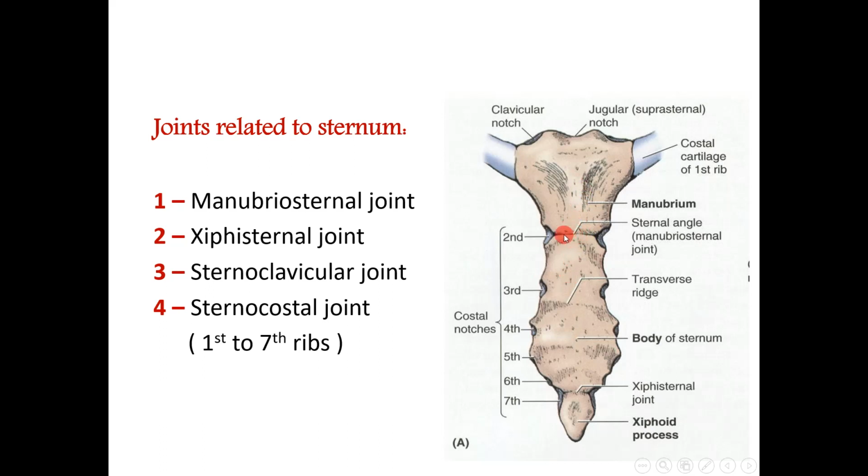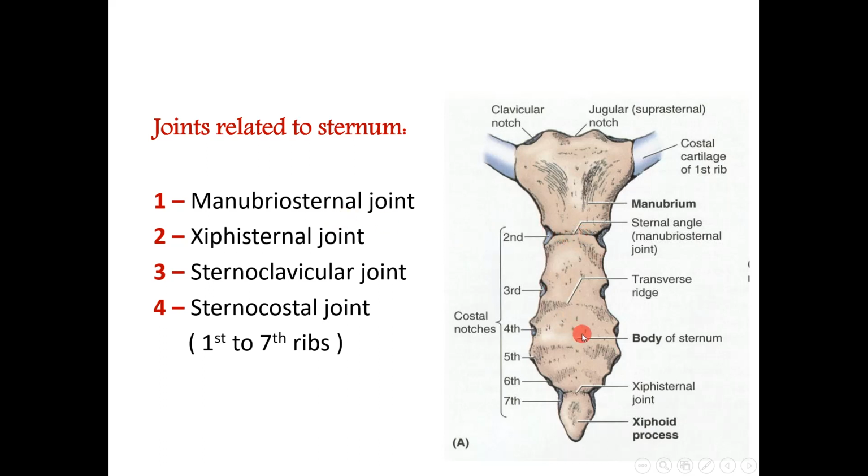Actually, this is an important landmark for many structures within the thoracic cavity at this level. For example, the trachea, القصبة الهوائية, when it enters the thoracic cavity, bifurcates into the right and left main bronchus at this level. Also, the arch of the aorta is at this level, and other structures are related to this angle of Lewis, or sternal angle.